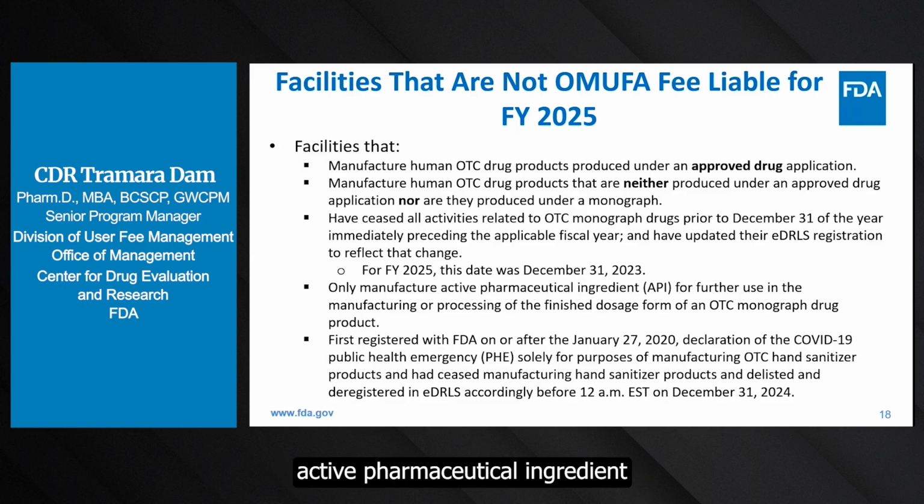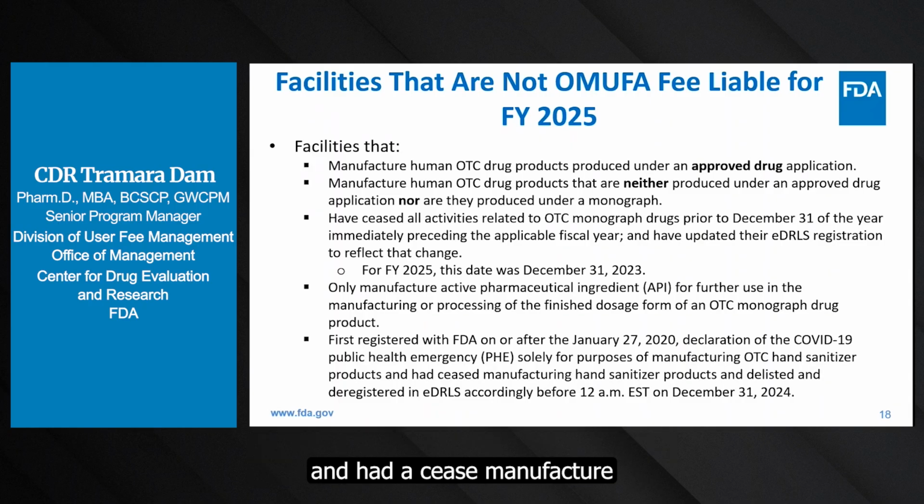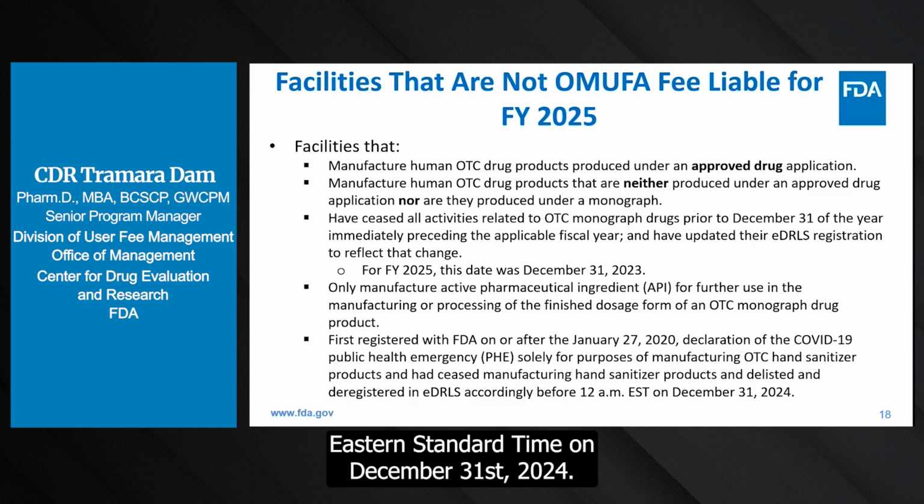Also not fee liable are facilities that only manufacture active pharmaceutical ingredient drug products, first registered with FDA on or after January 27, 2020, solely for purposes of manufacturing OTC hand sanitizer products, and had ceased manufacturing hand sanitizer products and delisted and deregistered in EDRLS accordingly before 12 a.m. Eastern Standard Time on December 31st, 2024.